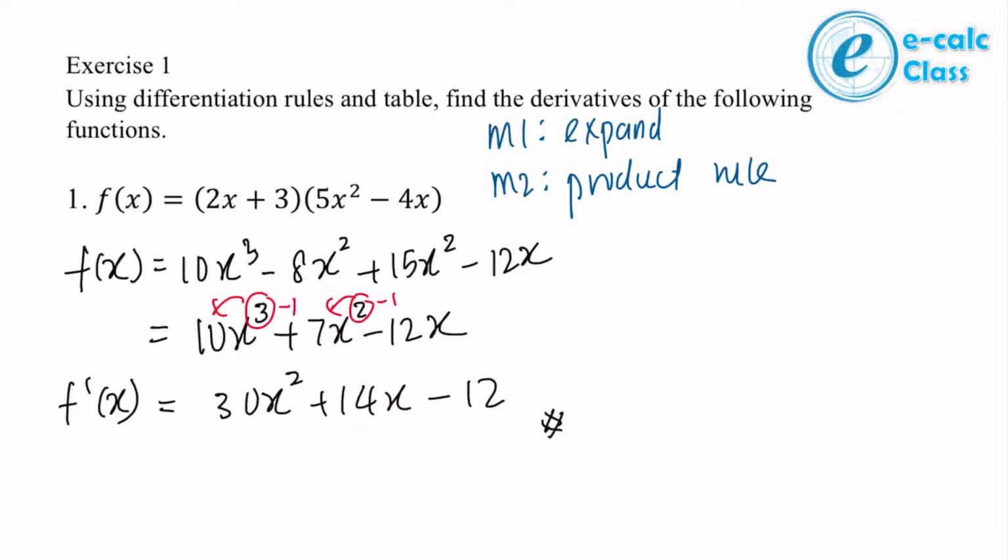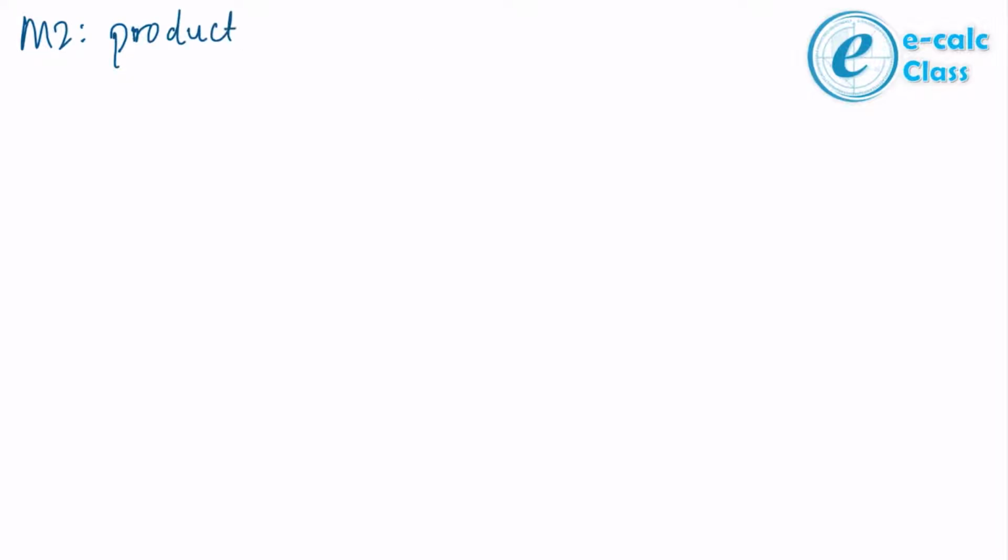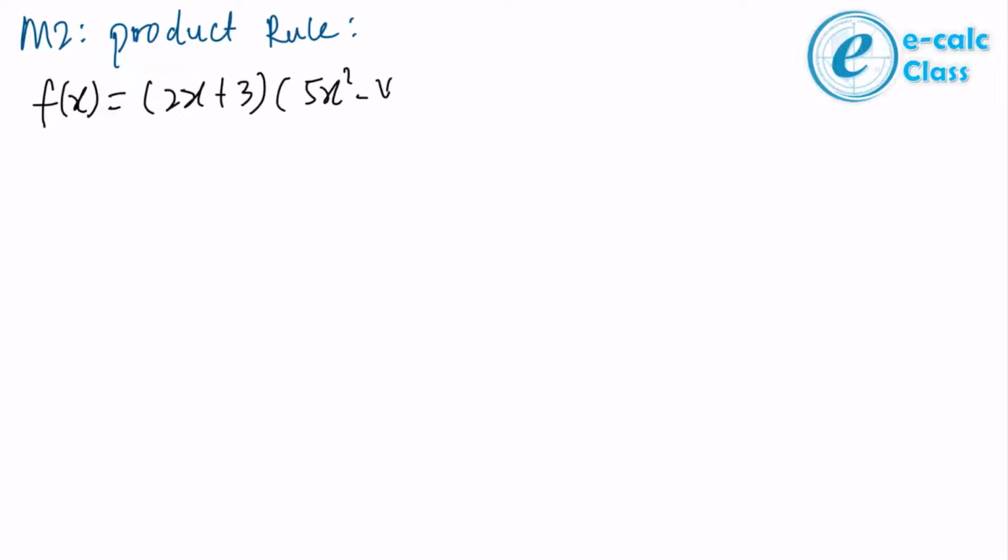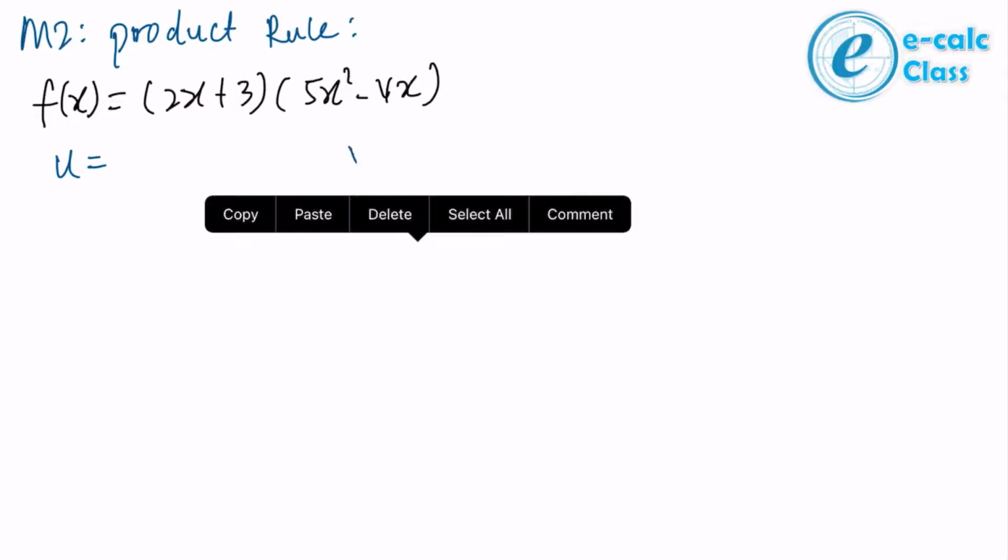Then what if I want to do product rule? Can you do product rule? Yes. Okay, method 2, if I use product rule. Let me copy the function here. 2x plus 3, 5x squared minus 4x. So if you want to do product rule, you need to know who's your u, who's your v, right?